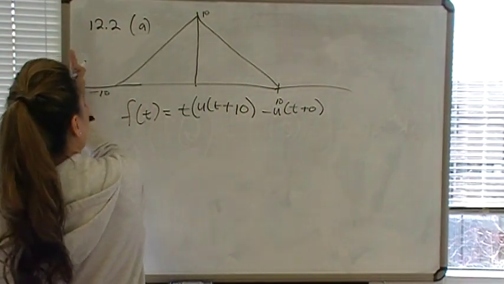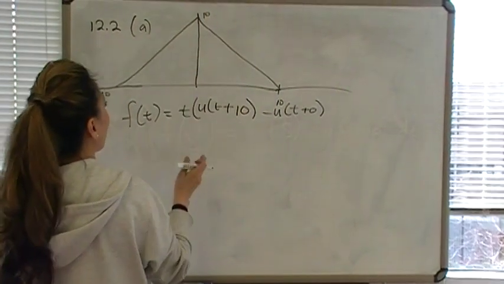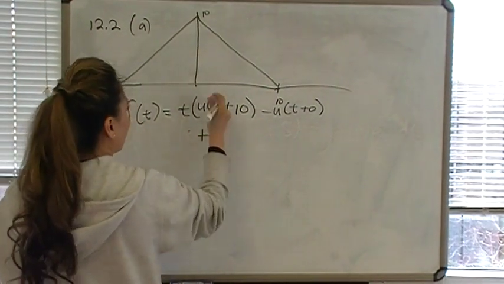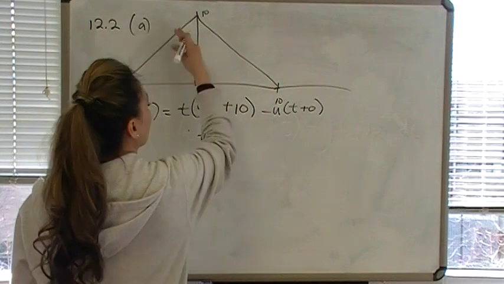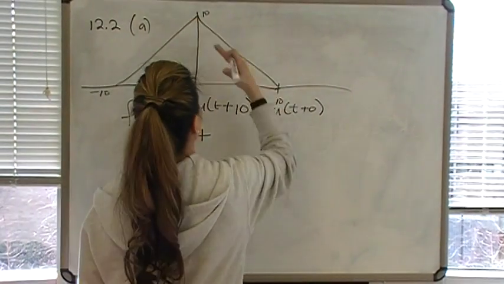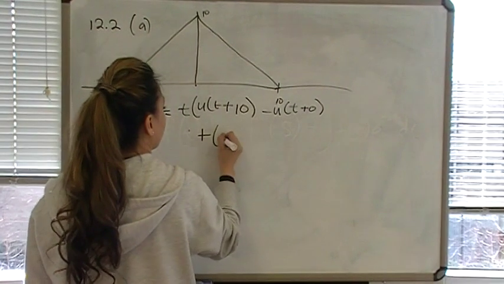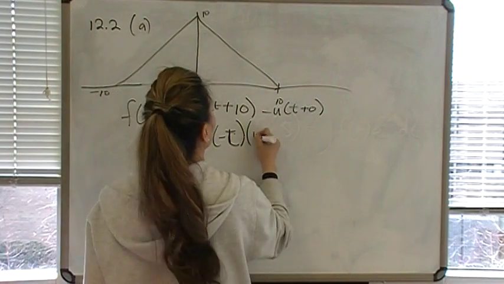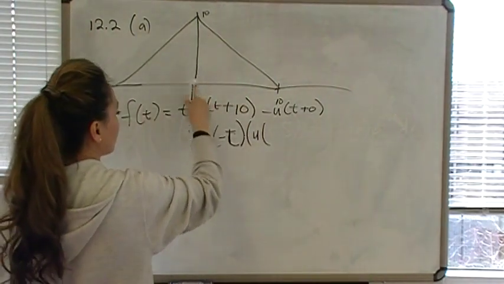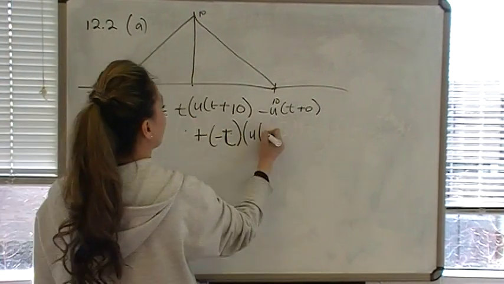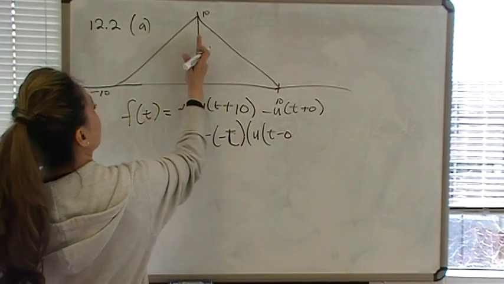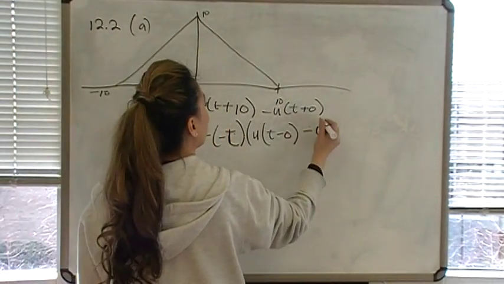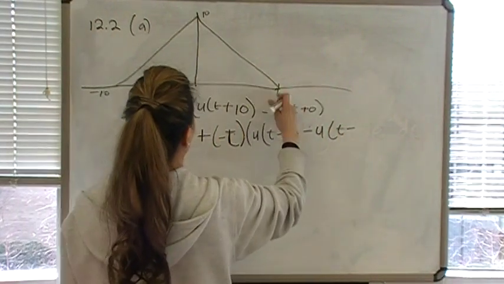So we have described this function from here, from negative infinity to time 0. Now we need to describe it from time 0 to positive infinity. So it's going to be plus the second part of this function, which is going to be negative 10, right? Negative t, we have a negative slope here. So plus negative 1t times u of, and then we want to start here. So it's going to be u of t minus 0, because we want to subtract all of this away from it. And that's going to be minus u of t minus 10.